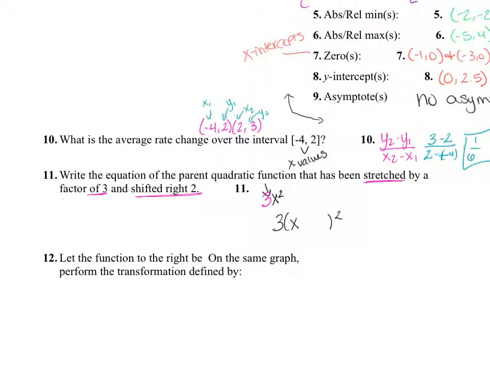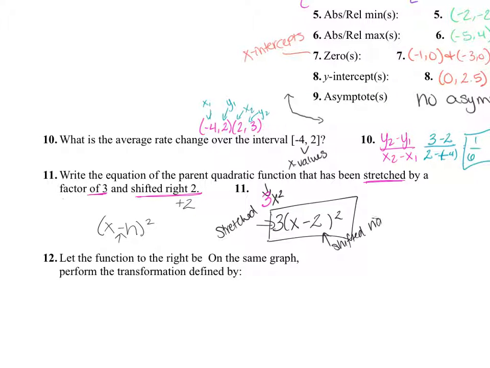Well, our transformation function is (x minus h) squared, so we've got to change the sign. Right means +2, but we've got to change the sign of the +2 and make it a -2. So this function right here will shift our parent graph, which is x squared, and make it stretched by 3 and shifted right 2. It's always the opposite of what you think it would be inside the parentheses.